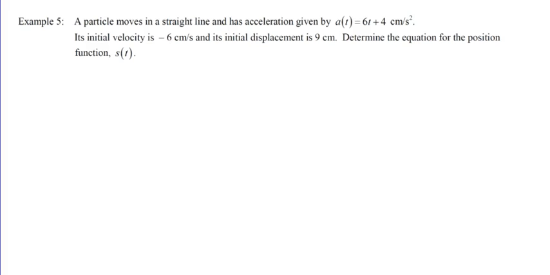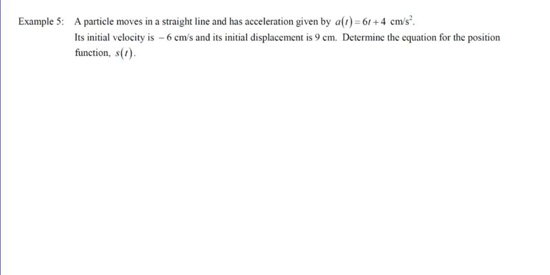A particle moves in a straight line and has an acceleration given by a of t is 6t plus 4 centimeters per second squared. Its initial velocity is -6 centimeters per second, and its initial displacement is 9 centimeters. Determine the equation for the position function s of t.